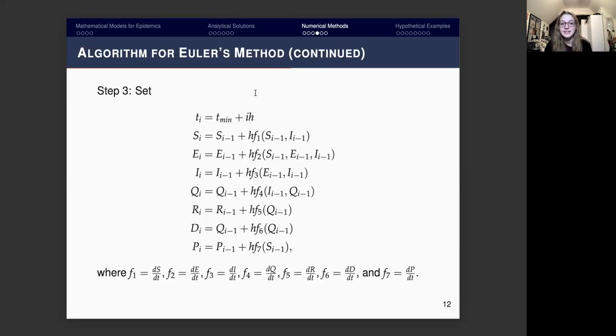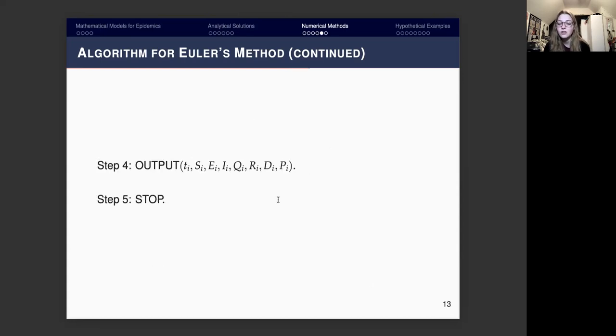So our step 3 is to set all of our equations up like we just saw for our other definition. So we're going to set time is equal to the minimum time, which in this case would be 0, plus i times our step size. And then as we're moving through, we have all 7 of our populations, and we're calculating the next population using our derivative functions that we see down here from our original SEIQR model. And then once we go through all of this, we'll take all of our outputs from going from i to n, and then we'll stop our algorithm.